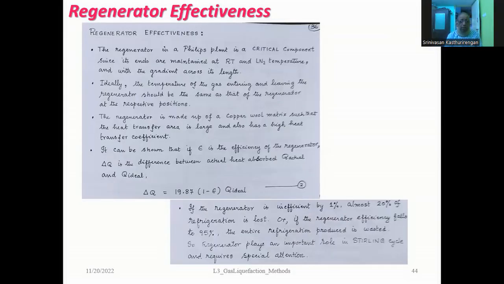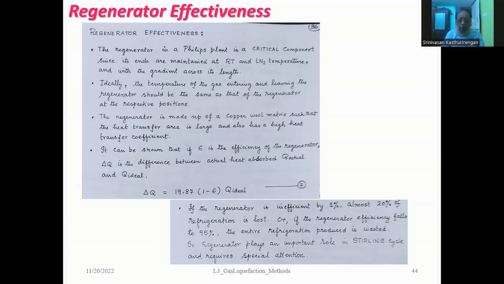I must discuss one important aspect, which is called the regenerator effectiveness. The regenerator in a Philips liquid nitrogen plant is a very critical component. The reason being, first of all, it is sandwiched between the high temperature at one end and the low temperature at the other end. The ends are maintained at room temperature and the liquid nitrogen temperature, and it has a very sharp gradient across its length.